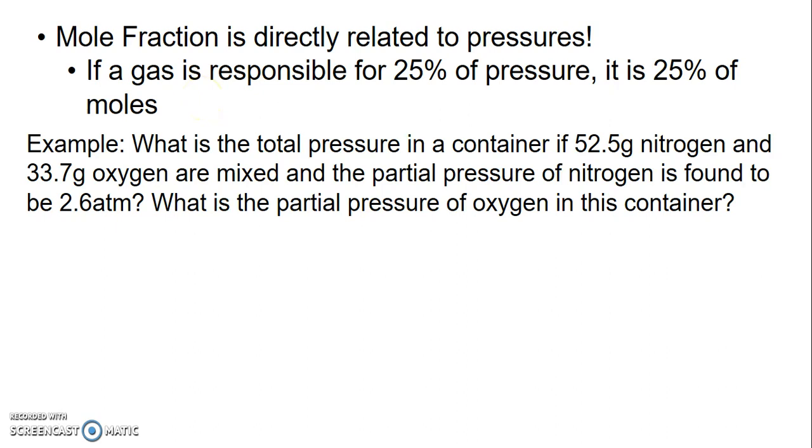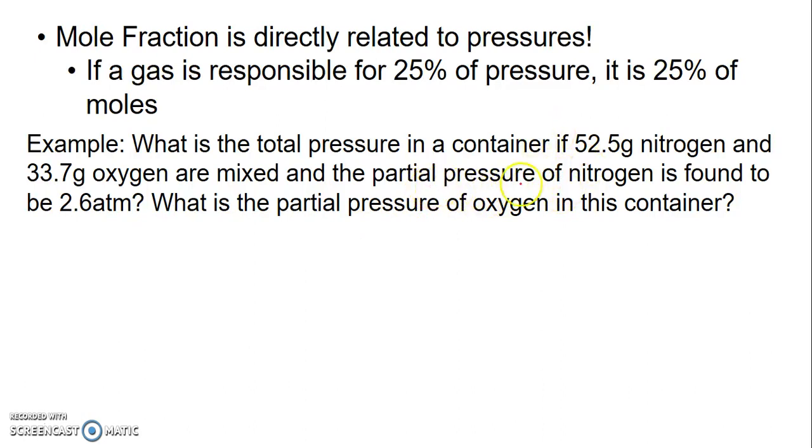So again, mole fraction is directly related to pressures as the equation showed, and so if a gas is responsible for 25% of the pressure, it's going to be responsible for 25% of the moles in the container. So here's the example we're going to work on. What is the total pressure in a container if 52.5 grams of nitrogen and 33.7 grams of oxygen are mixed, and the partial pressure of nitrogen is found to be 2.6? So we're looking for the total pressure in the container, and then the second question is asking for the partial pressure of oxygen in this container.